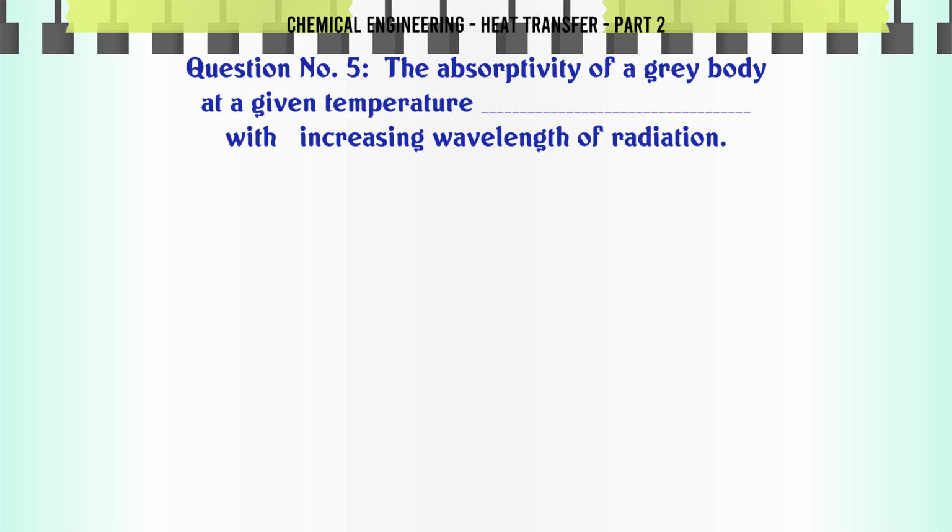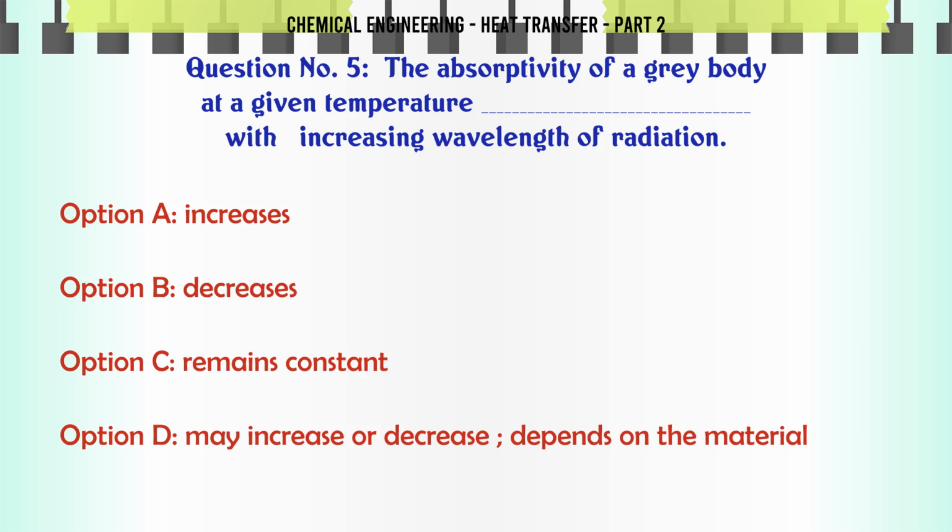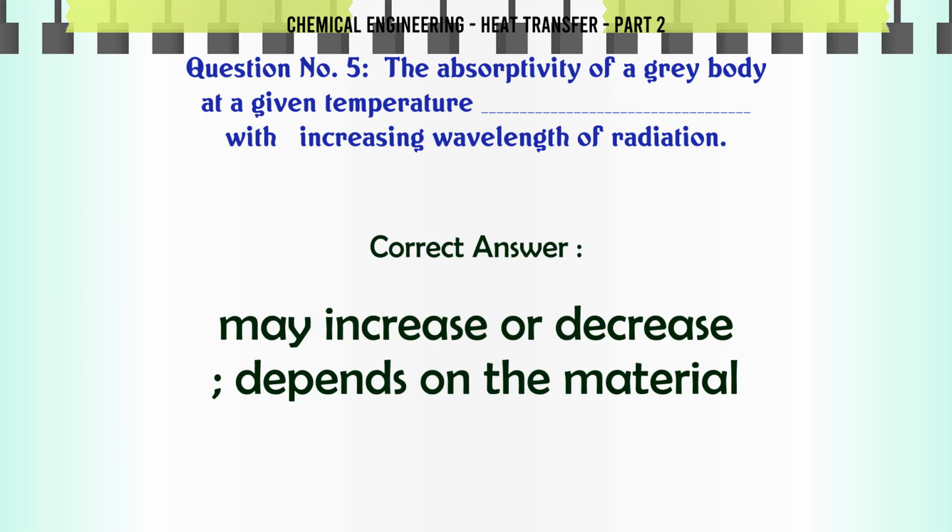The absorptivity of a gray body at a given temperature with increasing wavelength of radiation. A. Increases. B. Decreases. C. Remains constant. D. May increase or decrease depending on the material. The correct answer is may increase or decrease depending on the material.